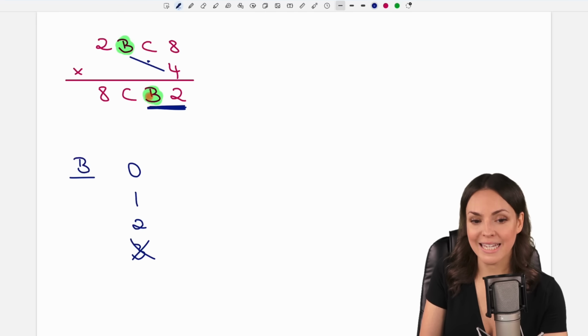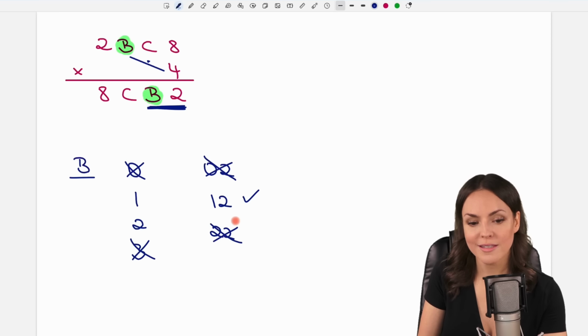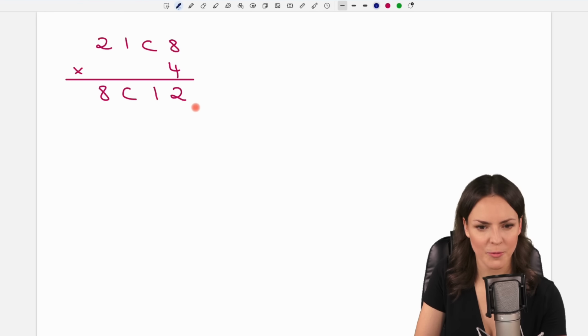So if my B equals 0, I would have 0, 2 as the last 2 digits. Is 2 divisible by 4? No, it is not. So 0 is not a thing. What about my 1? If I have my 1 here, I have 12 as the last 2 digits. Is this number divisible by 4? Yes, it is. So 1 is possible. What about the 2? Then I would have the 22. This is not divisible by 4, so this doesn't work. So I only have my 1 for my B. I replaced it, and our number looks like this now.